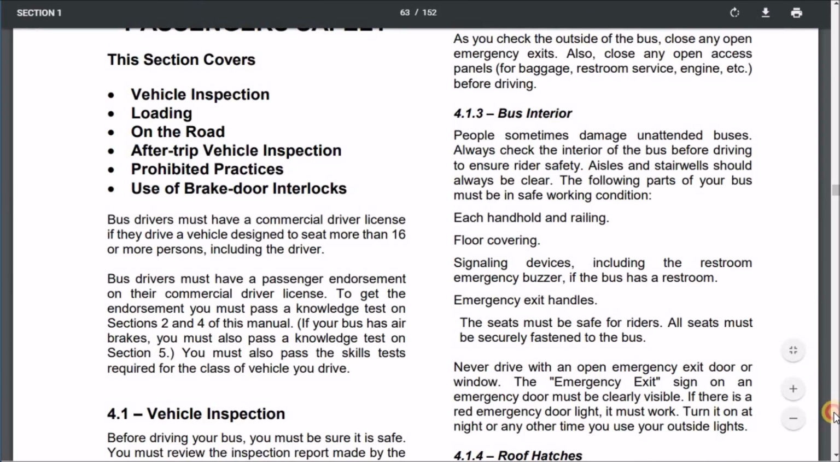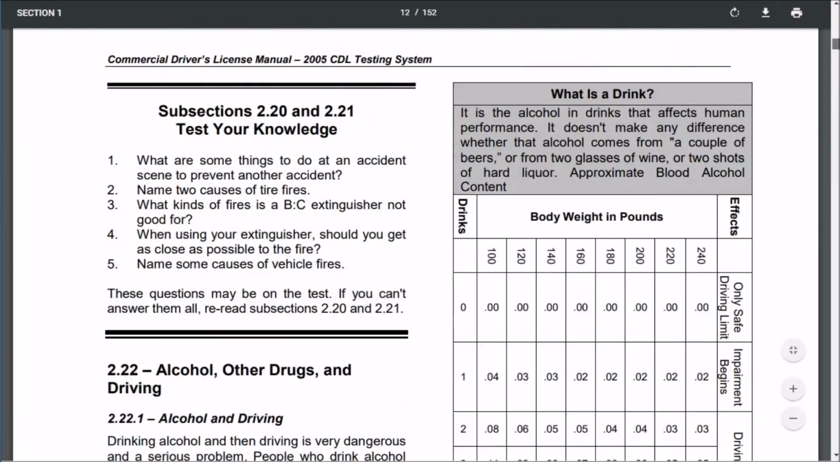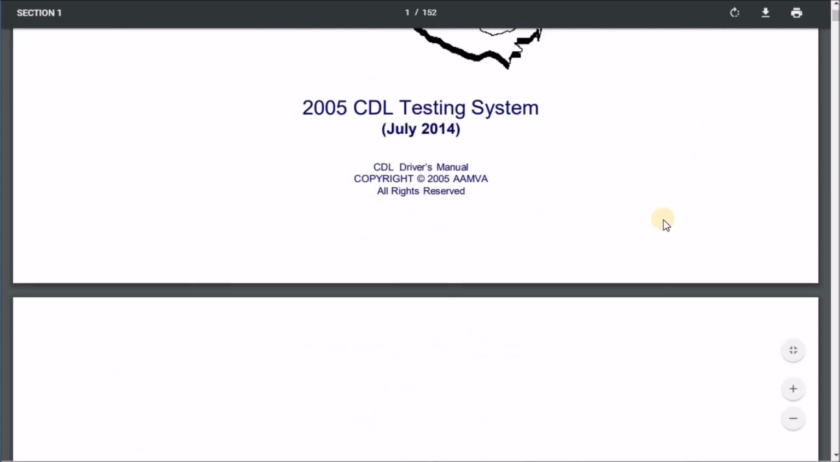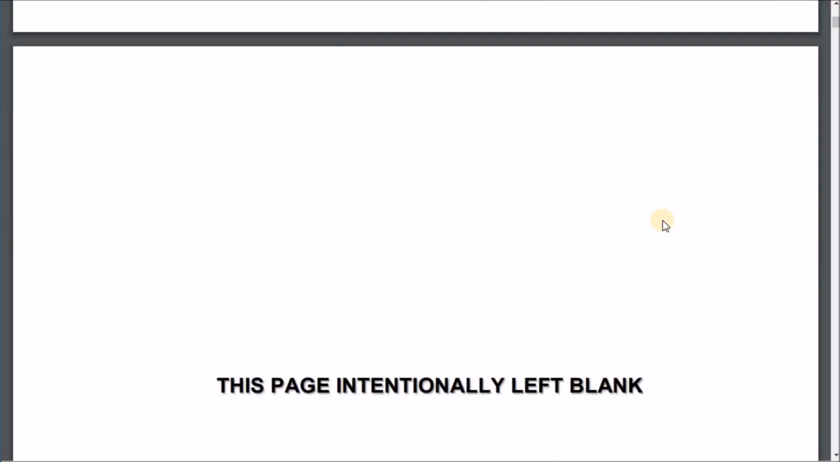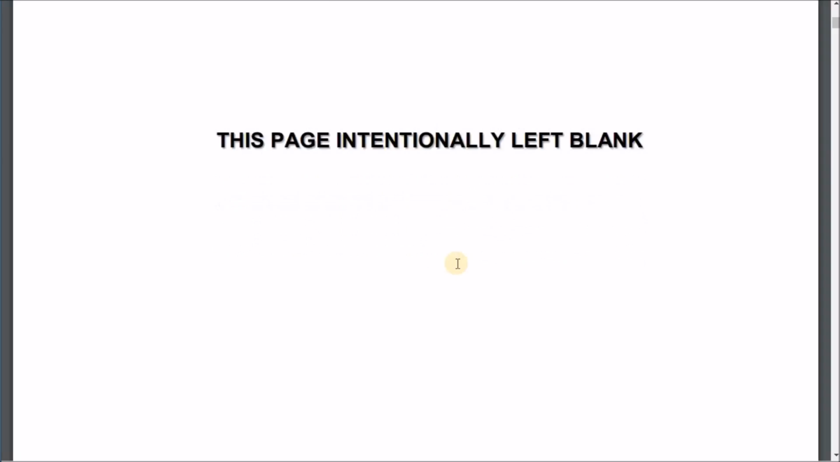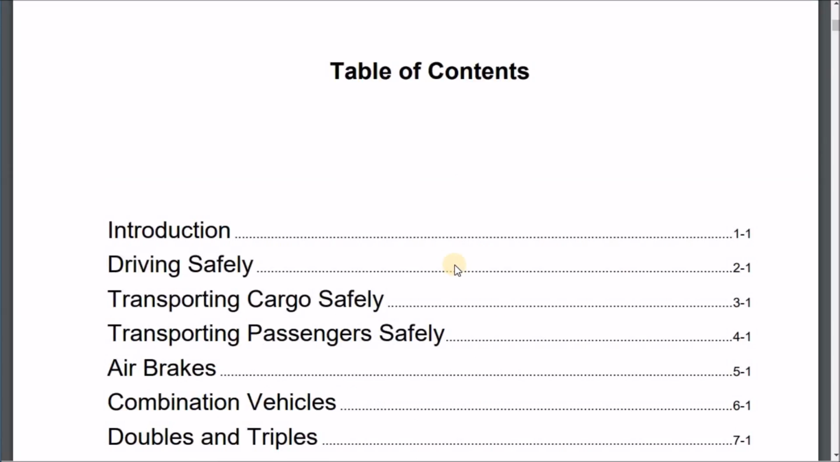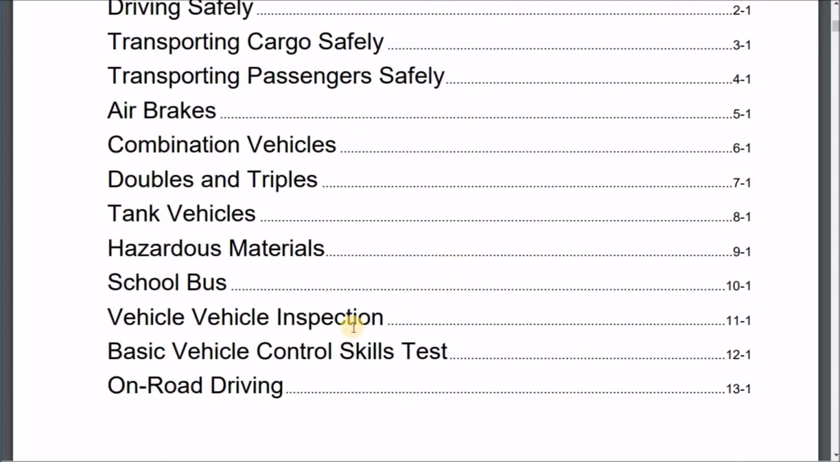Now, I also mentioned the other, I think it was 11, or you could just go back up to the table of contents. And I'll do another video comparing this template CDL manual to one of New York, one of Florida, one of California, and one of Texas. I think those were the most commonly asked for.